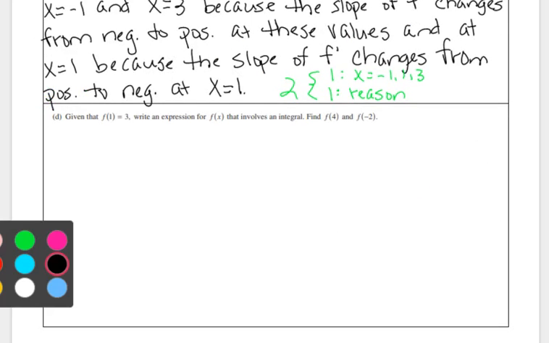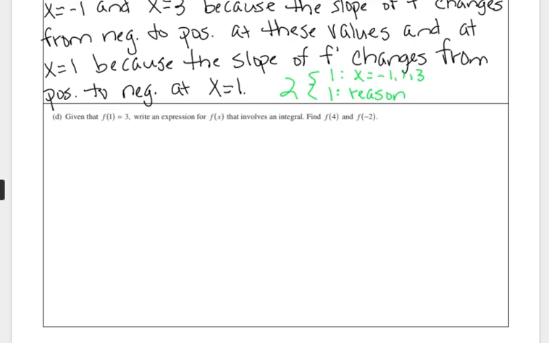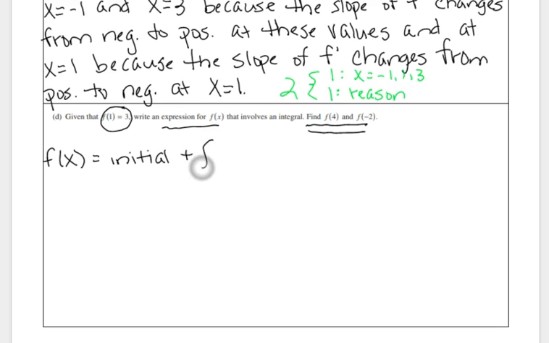Okay, last one is part D here. So given that f of 1 equals 3, so we're given this initial condition, write an expression for f of x that involves an integral, and then we're going to find these two values. So we first have to start with this expression. We have to remember, if we're going to write an expression for f of x, we need an initial value plus an integral, which is going to end at x, and use f of t.